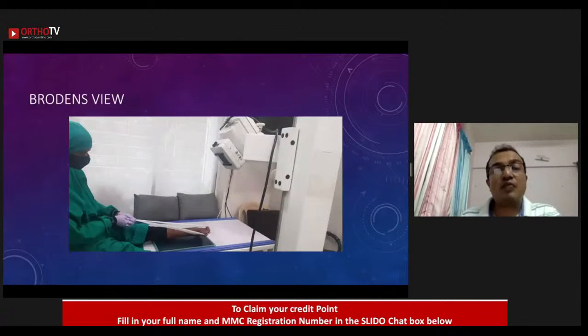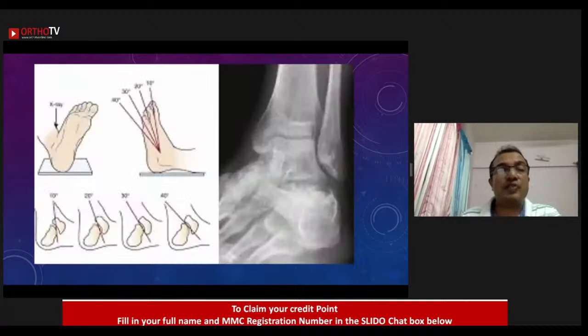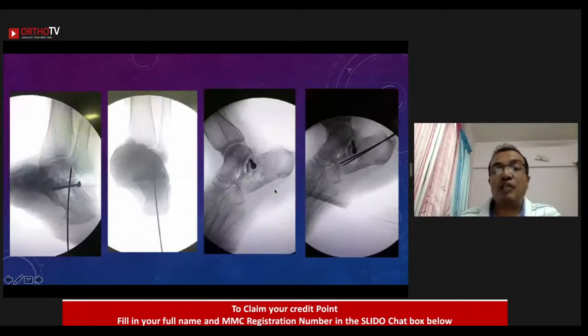And if you're taking Broden's view, then same, but internally rotated. So just you have to internally rotate it and again pull it in dorsiflexion so that you have to see this subtalar joint. See, these are intraoperative views. This is axial view where nicely you can see the axial alignment, whether it is in varus or valgus. And this is Broden's view where you see the alignment of the posterior facet nicely. So difference between this and Broden's is just internal rotation, and then of course 10, 20, 30 degree of angle of the X-ray tube if you want.